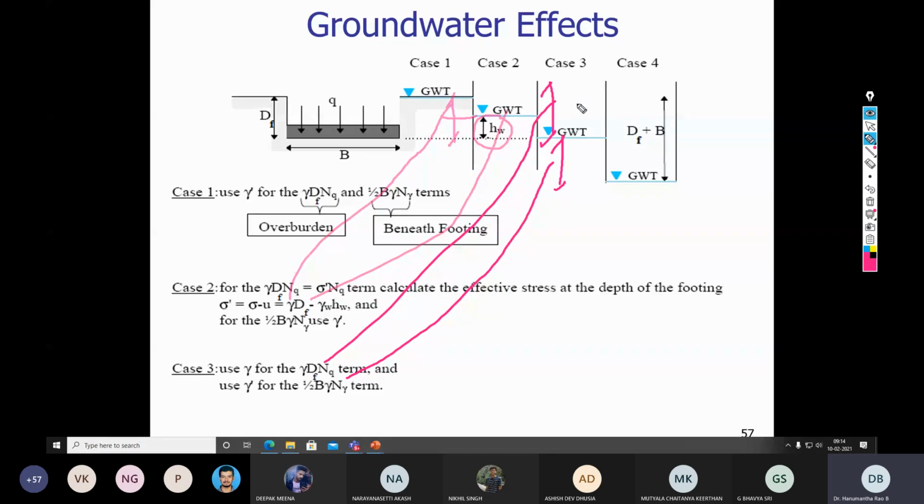So above the foundation level, the soil is dry. So therefore, your gamma will be gamma bulk. While below the foundation level, it is submerged. So therefore, gamma will be replaced with the gamma dash. So this is case 3. And the last case, that is case 4.